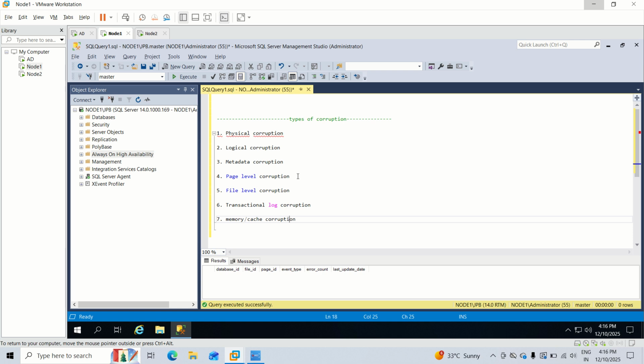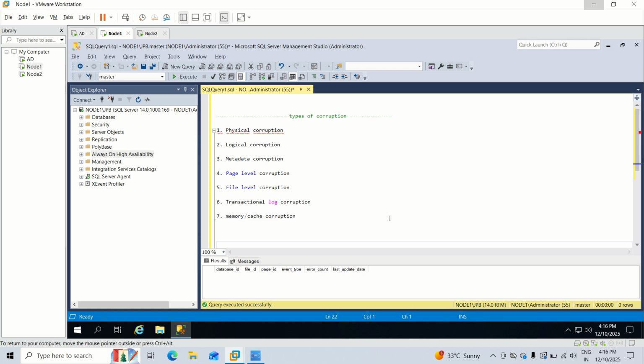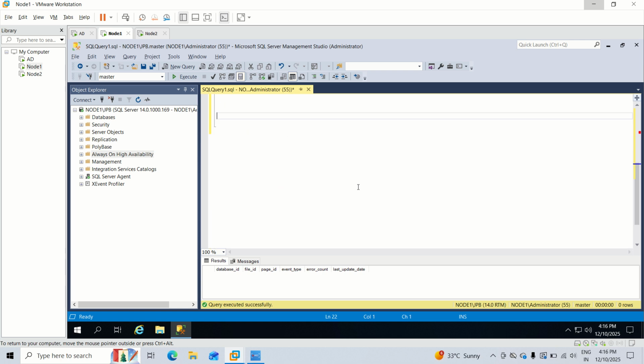So how to detect corruption? The best tool for detecting corruption is to run the DBCC CHECKDB command. With the help of this query, we can easily check for corruption. DBCC CHECKDB checks physical corruption, logical corruption, metadata corruption, and allocation issues. You should run CHECKDB regularly, especially in production.